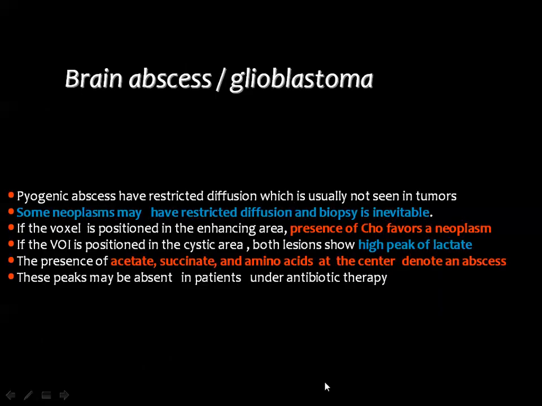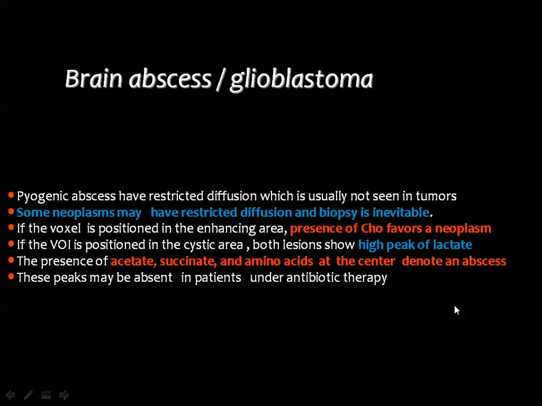Then this is also a very important issue: how to differentiate between abscess and glioblastoma. There are many ways from imaging, from MRI. Abscess has a regular, uniform thickness enhancing margin, while glioblastoma will have an irregularly thickened margin of non-uniform thickness. Both lesions are usually surrounded by extensive perifocal brain edema. On diffusion weighted images, abscess will show restricted diffusion while glioblastoma will not.